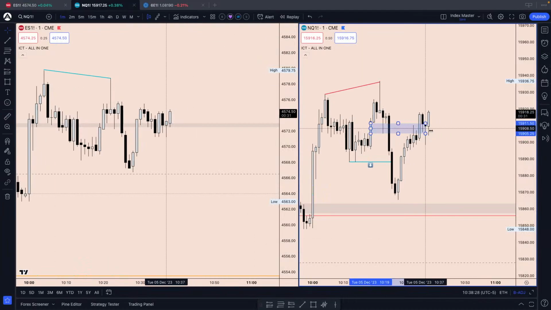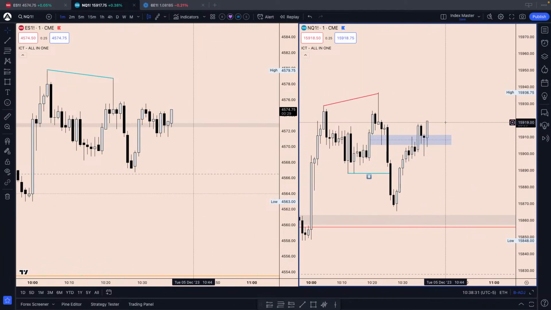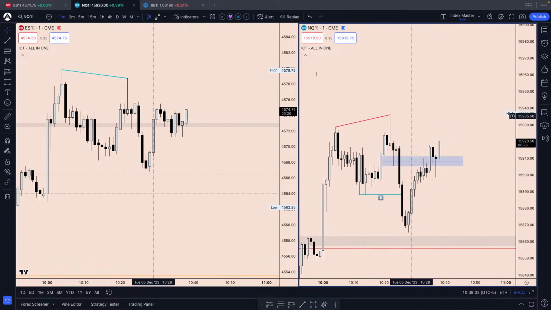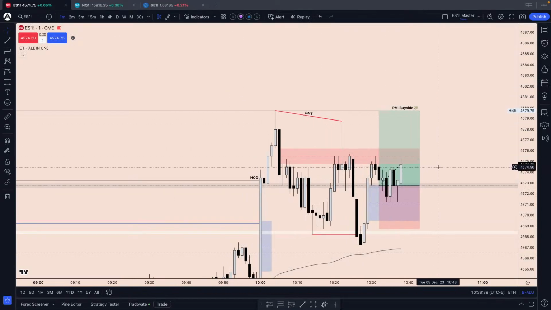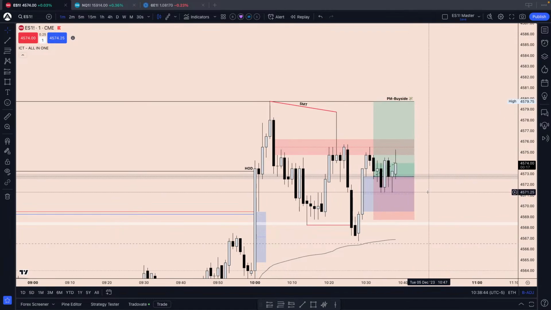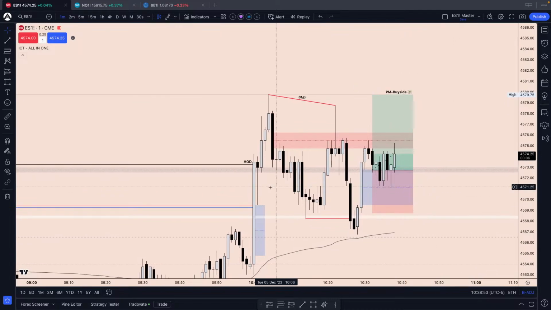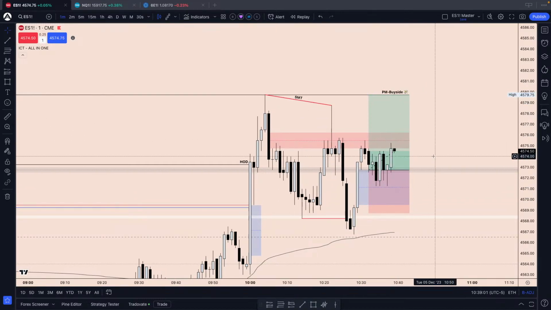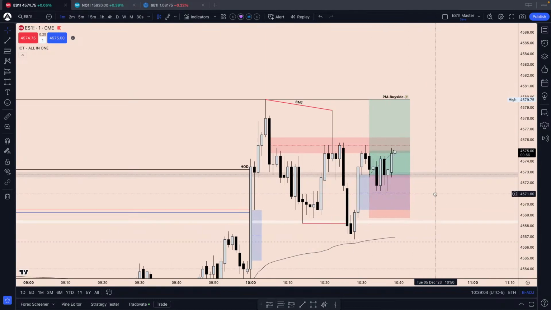Now it's holding support back above this old inversion for bullish fair value gap. Inversion fair value gap. What's the time? It's 10:38, so the SilverBullet hour is almost over. That's all we really did. We didn't really do much. Let's say PM buy side should be a realistic target, coming off this bullish fair value gap.